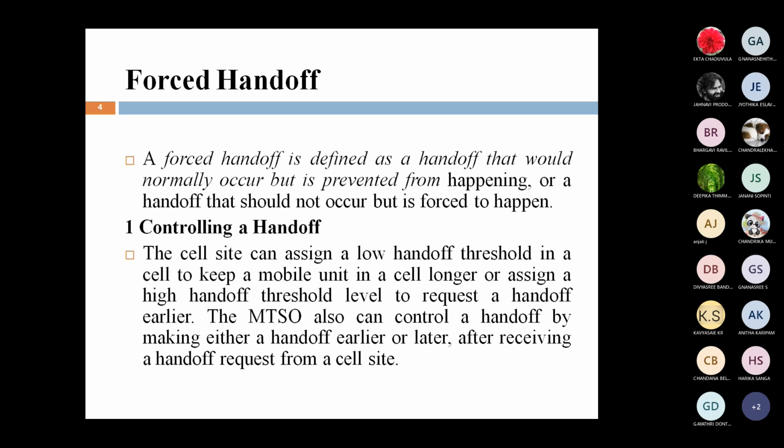This handoff is not initiated by the customer or by the MTSO, but it suddenly happens. It is forcibly happened. This is the first type, controlling handoff. When should the controlling handoff be initiated? Suppose the threshold value is equal to minus 100 dBm. Once the threshold level is minus 100 dBm.